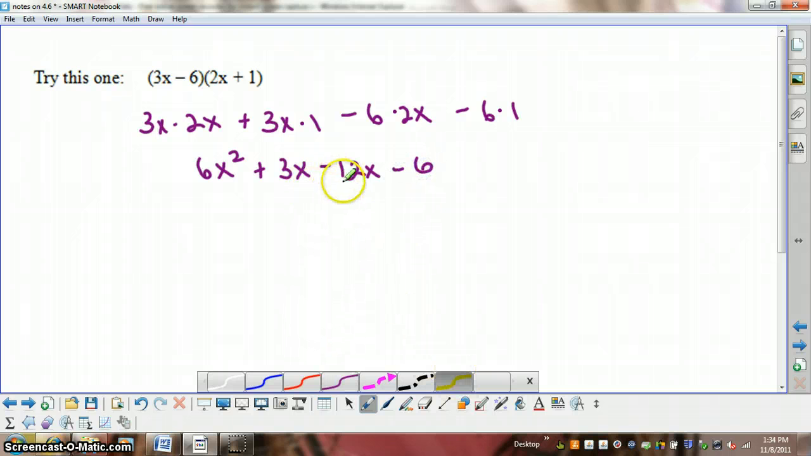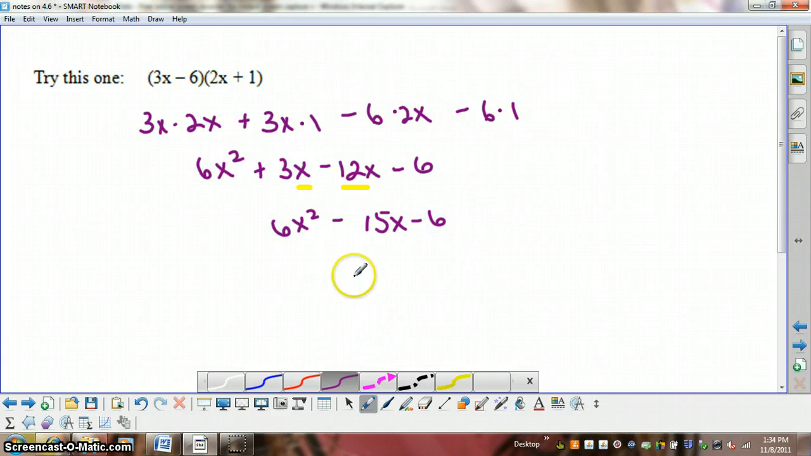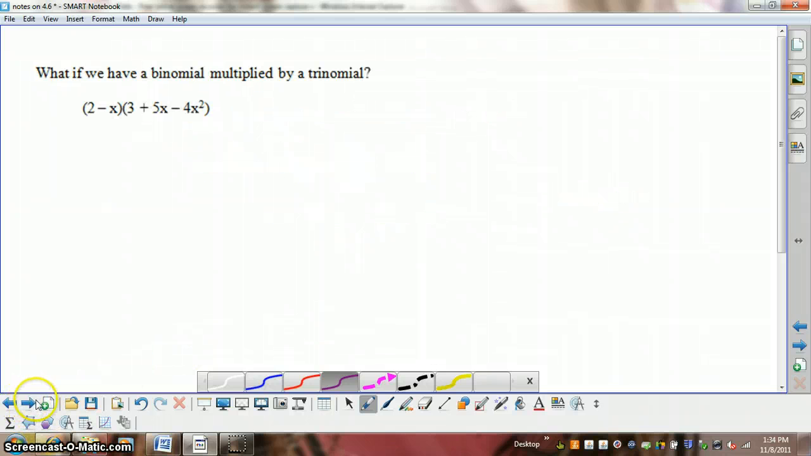We have like terms here that we can combine. When we combine those, we get 6x squared minus 15x minus 6. So you could use FOIL and remember first, outer, inner, last to multiply those together. However, that will not work when we take a look at a problem like this, when we have a binomial, two terms, multiplied by a trinomial.